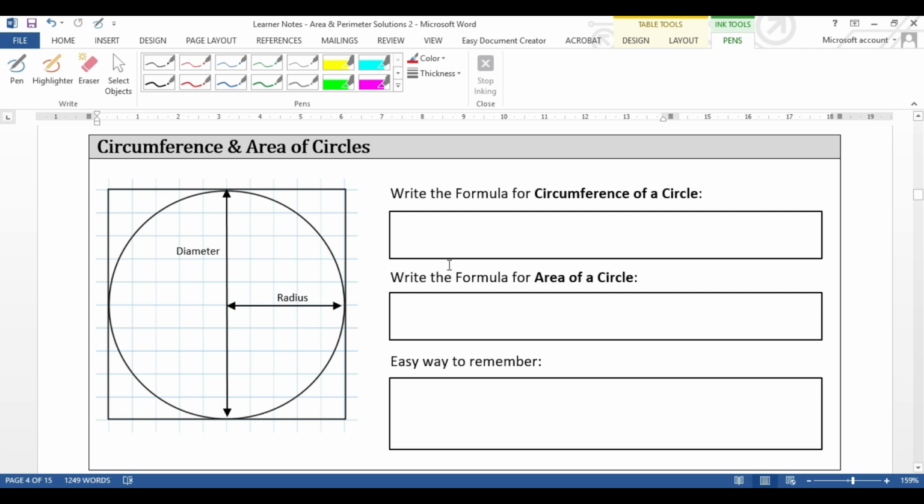So the two formulas you need to know are C equals pi, and you've got this funny little symbol, which I'll explain in a minute, times by d, which is the diameter in the circle. So there's your circumference formula, and for area we use pi again, r, which is the radius, squared with a little 2 in the corner.